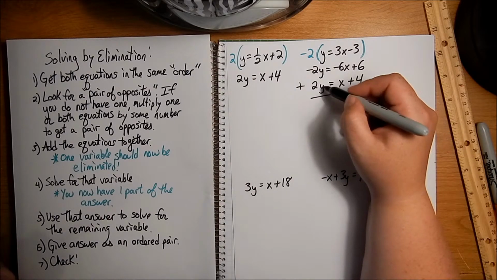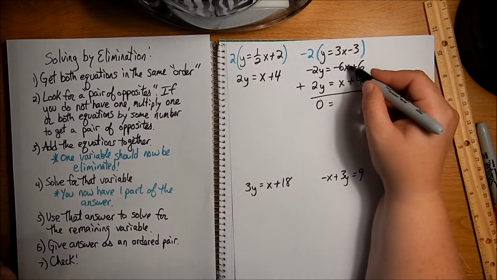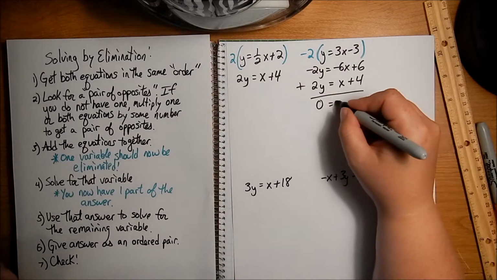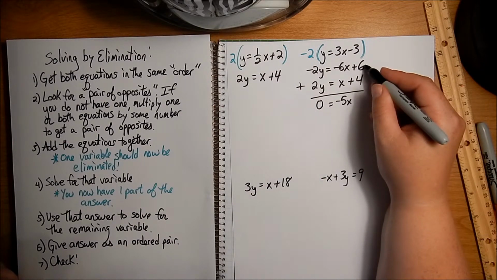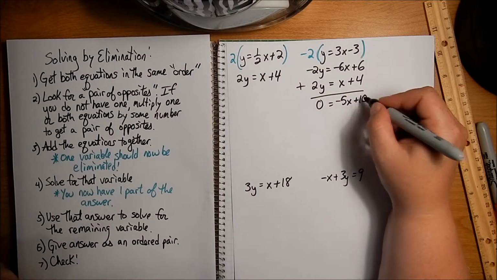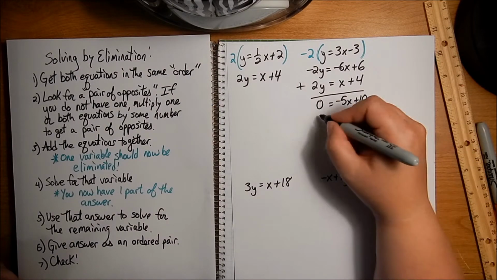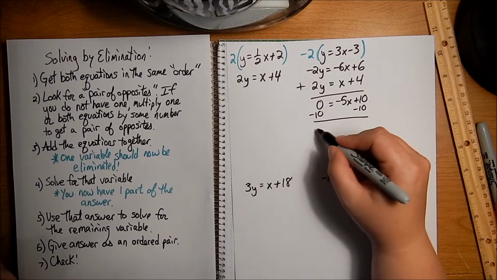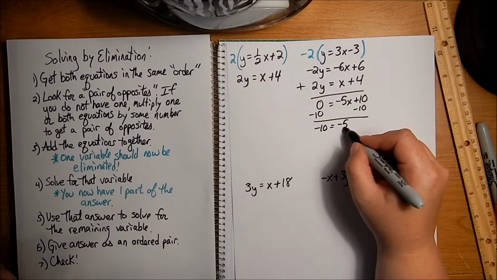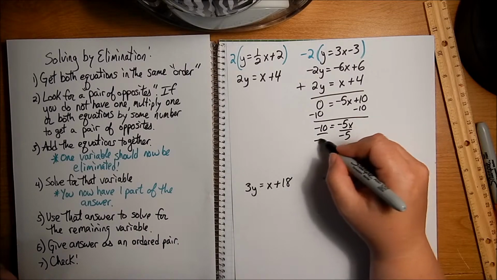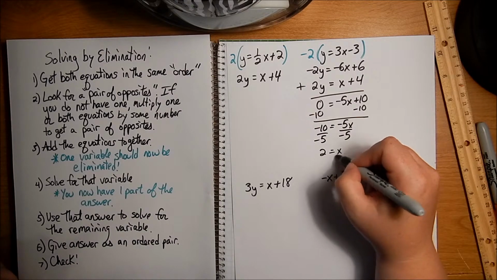Now I'm going to add them together. Well, -2y plus 2y is just 0. -6x plus x is -5x. And 6 plus 4 is a positive 10. And I can solve for x. Subtract 10 from both sides. So I have -10 equals -5x. Divide both sides by that -5. And I get a positive 2 for x.